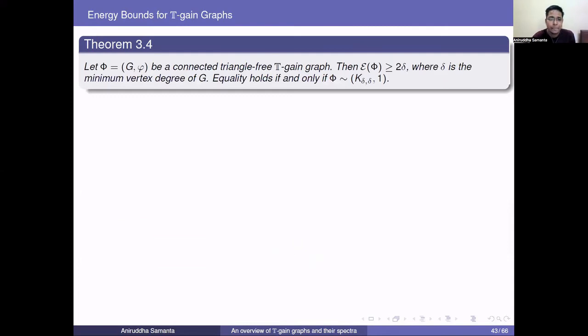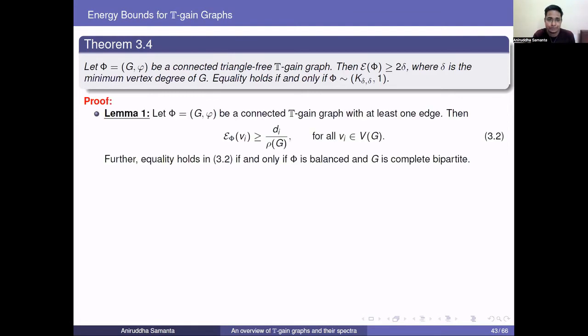So here is the result. Let phi be a connected triangle-free T-gain graph. Then the energy of phi is greater than or equal to 2 times the smallest vertex degree. And equality occurs if and only if phi is switching equivalent to a complete balanced bipartite graph with the same partition size. Okay, so the sketch of the proof. We will prove this with the help of energy bounds of its individual vertices.